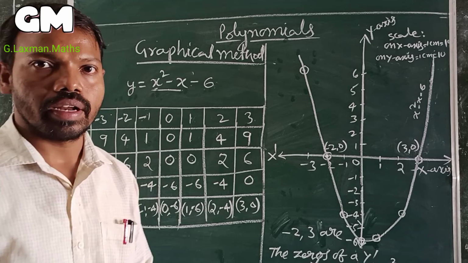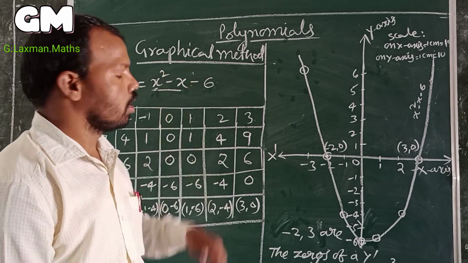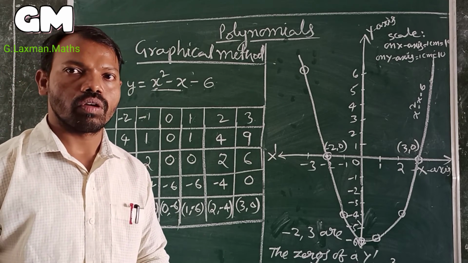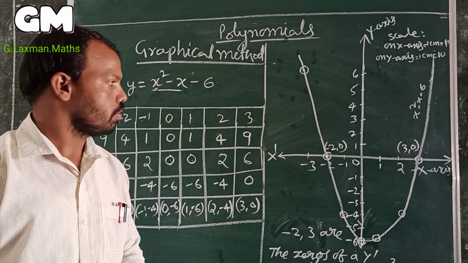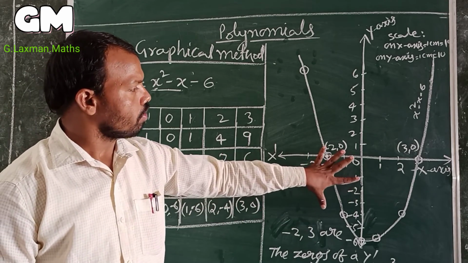It is a most important problem. You have to practice more by taking quadratic polynomials at home. Then you will get more clarification and understanding, and you can find the zeros by the graphical method like this.